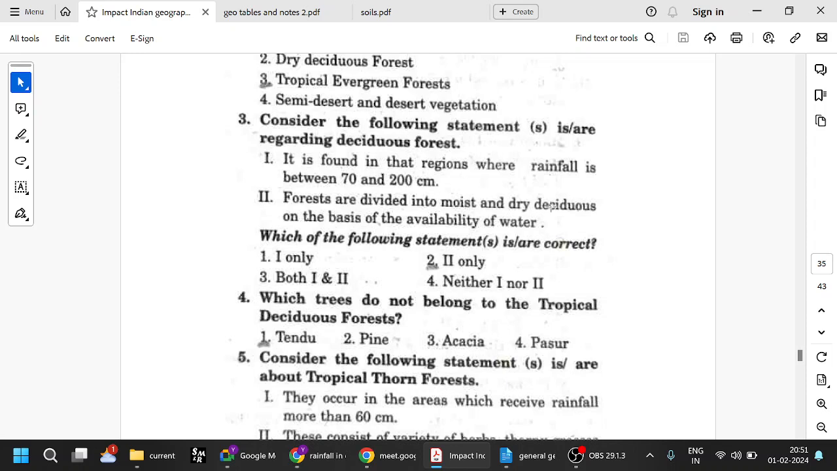Forests are divided into moist and dry deciduous on the basis of availability of water, obviously. Between 100 to 200, it is moist deciduous. Between 60, 70 to 100, it is dry deciduous. So both 1 and 2 are correct. Don't go with this; both 1 and 2 are correct.